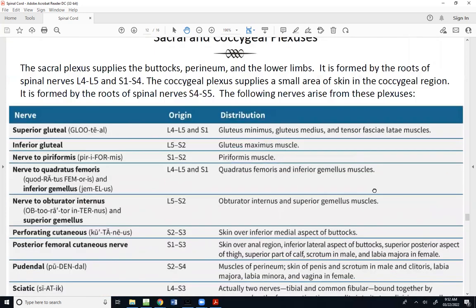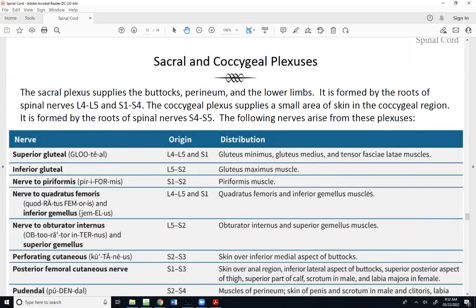Okay, so let's talk about the sacral and coccygeal plexuses. Sacral plexus supplies your butt muscles, the perineum, remember the perineum is like the bottom or the floor of your pelvic cavity, and then your lower limbs. Formed by the roots of spinal nerves L4 and L5, as well as S1 through S4. Okay, your coccygeal plexus supplies a small area of skin in the coccygeal region. So kind of at the crest of your butt crack, for lack of a better way to describe it, formed by the roots of spinal nerves S4 and S5.